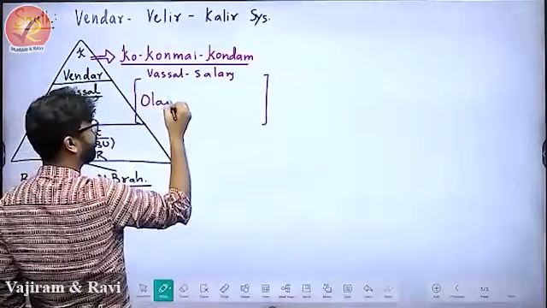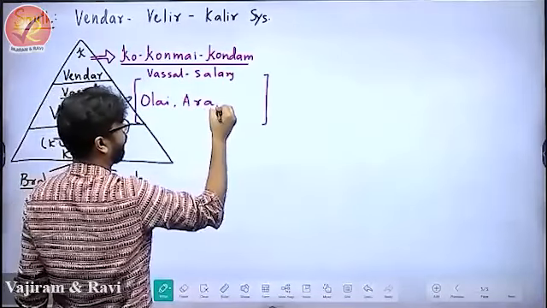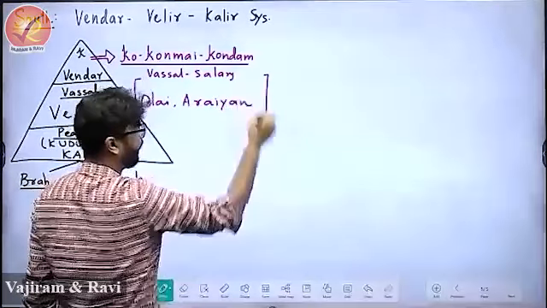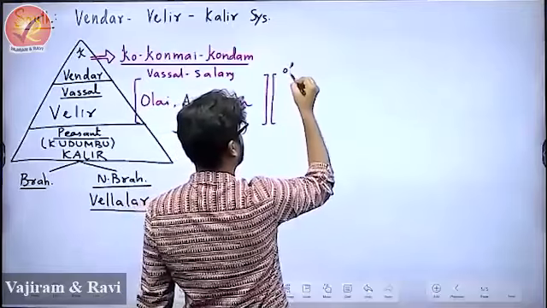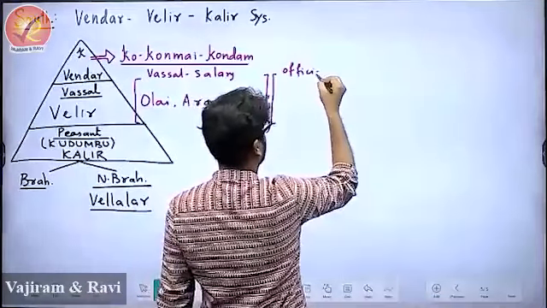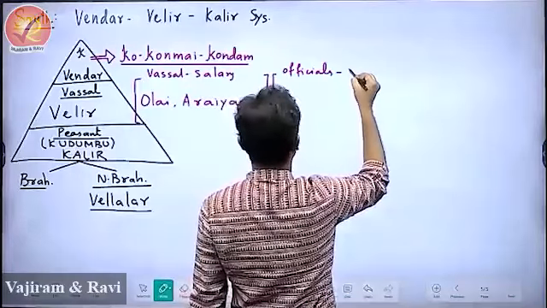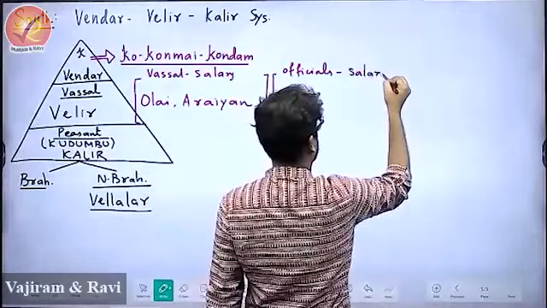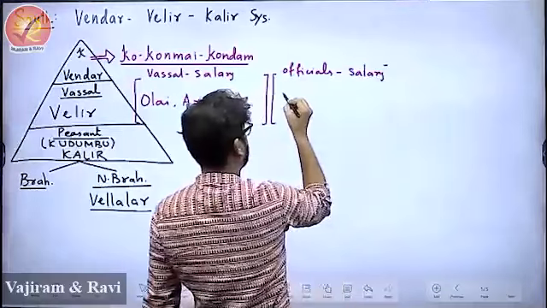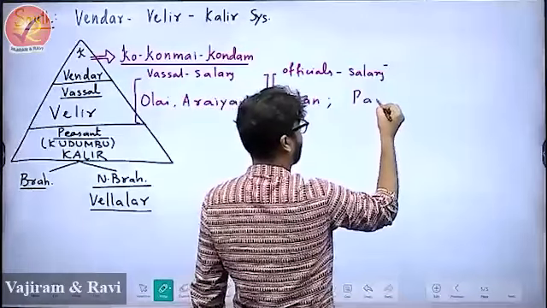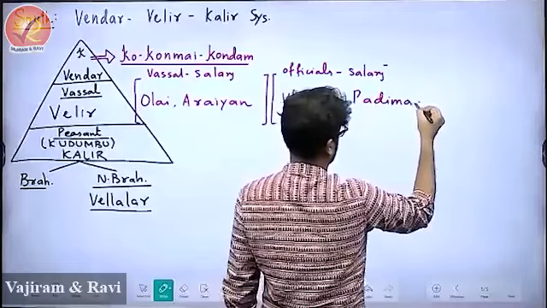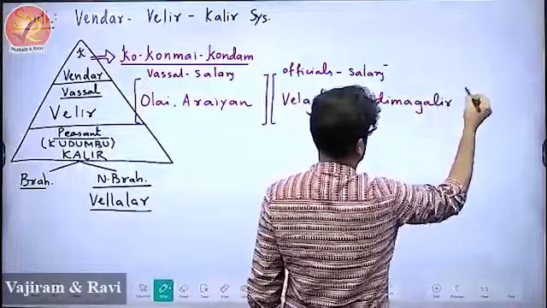Olay Arayan. Then we also have officials serving the ruler who are also salaried class. They receive salary. Here comes Velan and Padi Magaleer.